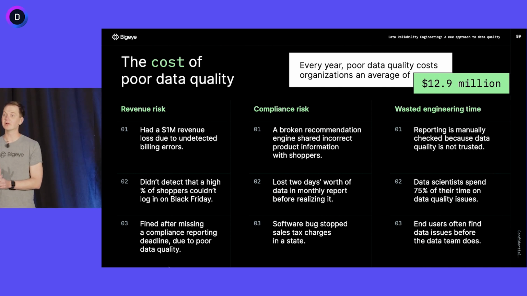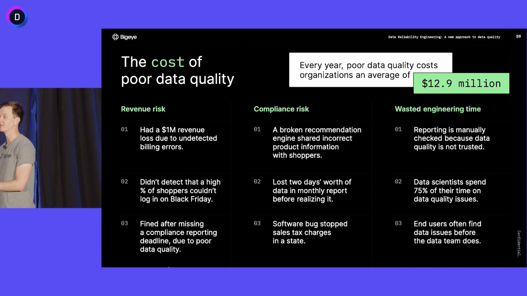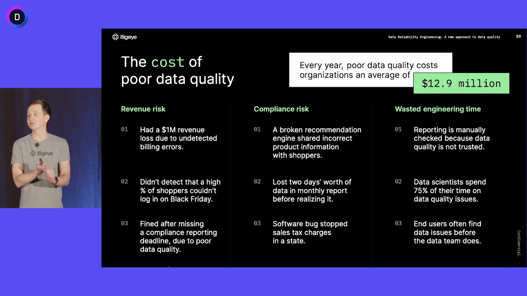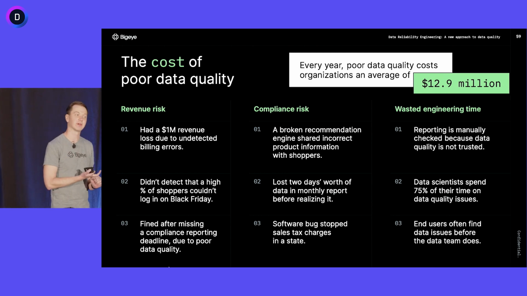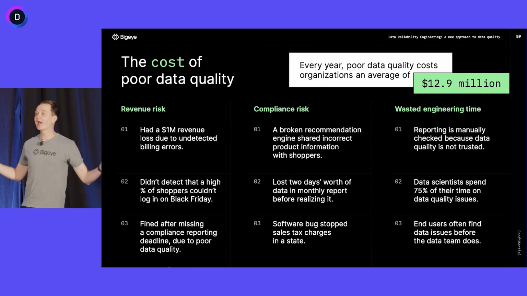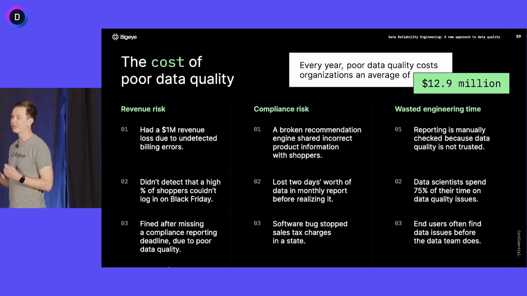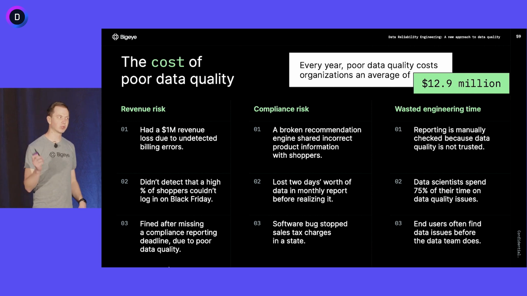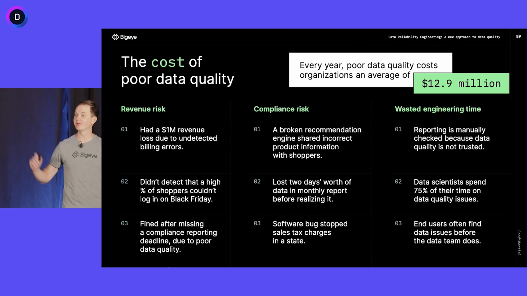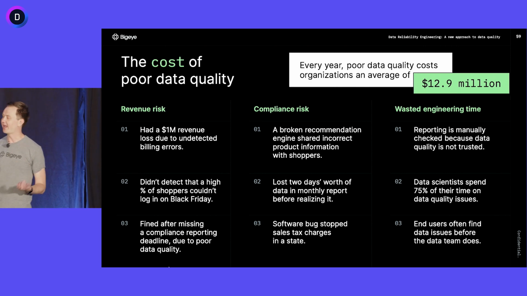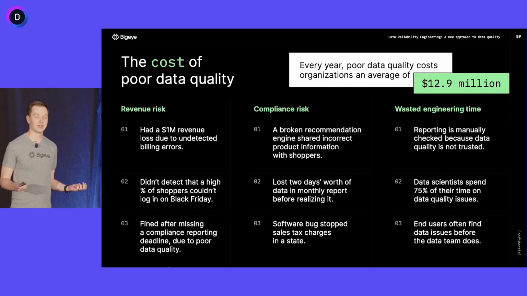The data engineer's time is being wasted because they can't pinpoint where something's going wrong. The executive's time is being wasted because they have to manually check the dashboard, and now they distrust it, and now every week they're going to spend a couple of extra minutes trying to figure out, is the data still wrong? And if you add up all of this wasted effort and all of this risk, there was a report, I'm pretty sure this is Gartner, and I really wish I cited it because I don't remember, but every year, poor data quality costs companies, on average, $12.9 million.